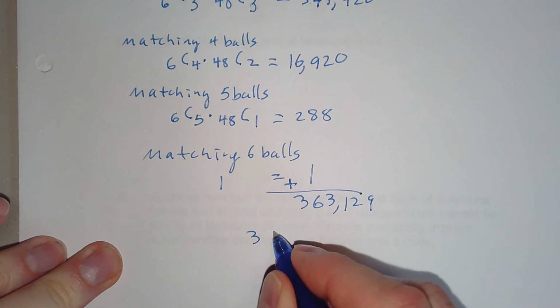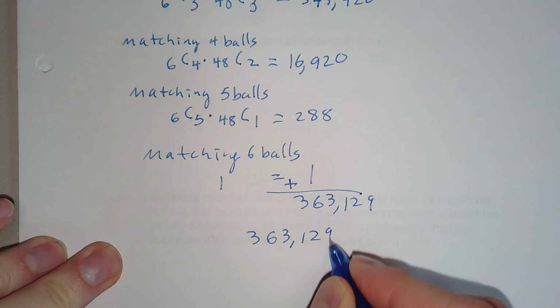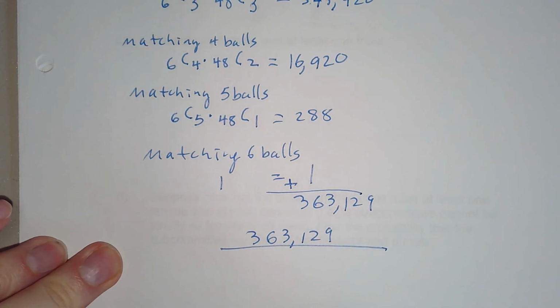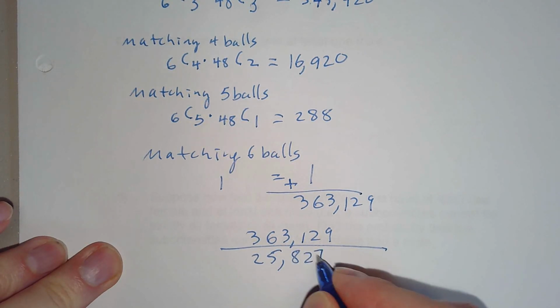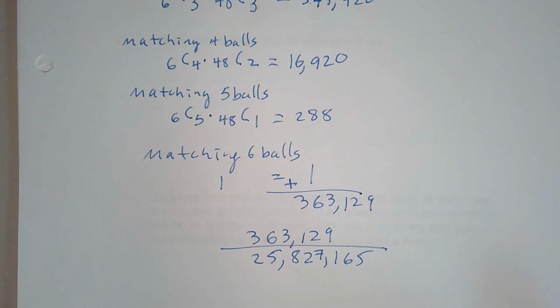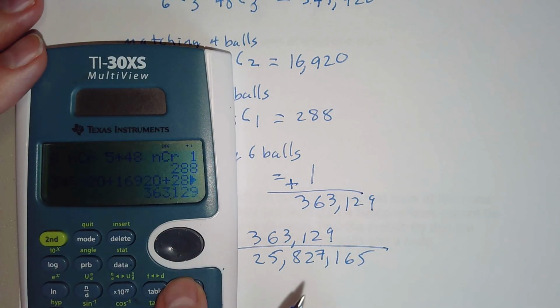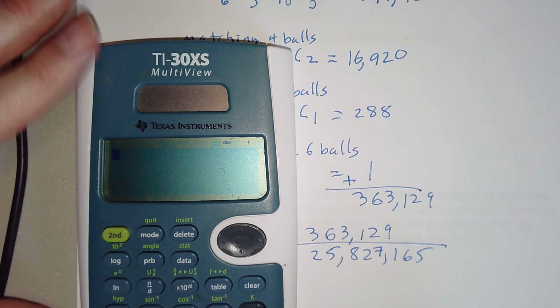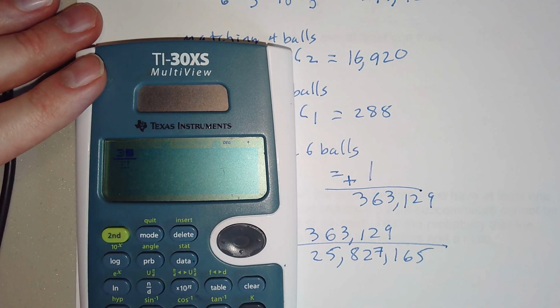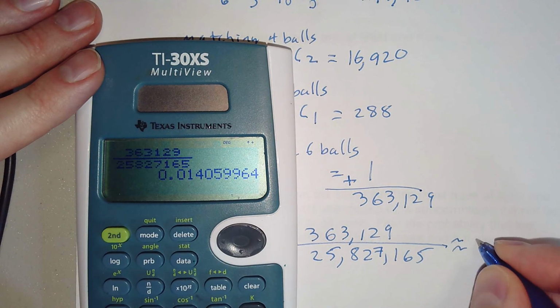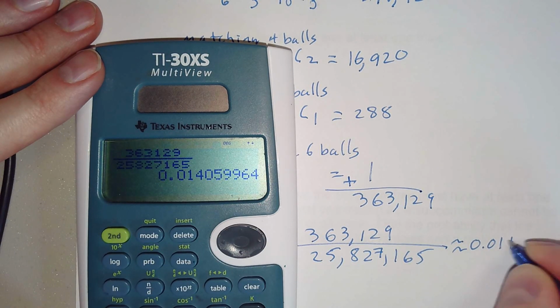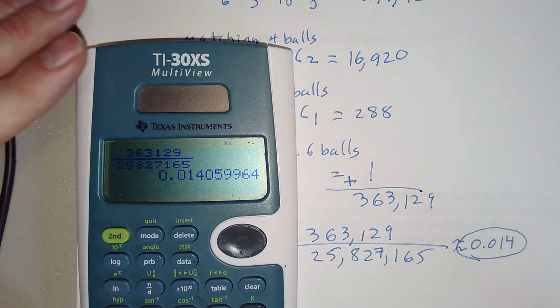I'm going to put that over the number of ways the balls could be selected, which from part A was 25,827,165. Now, I'm pretty sure this is going to blow up the calculator, but we can try it. Just putting that in, and sure enough, it does. It's approximately 0.014 for the probability of having a winning ticket.